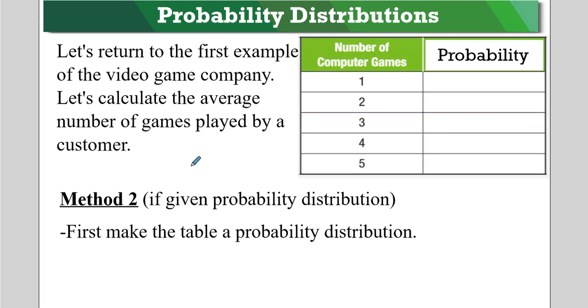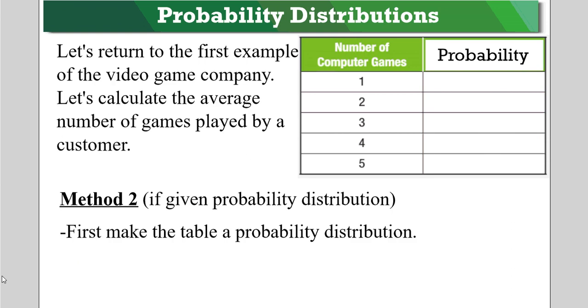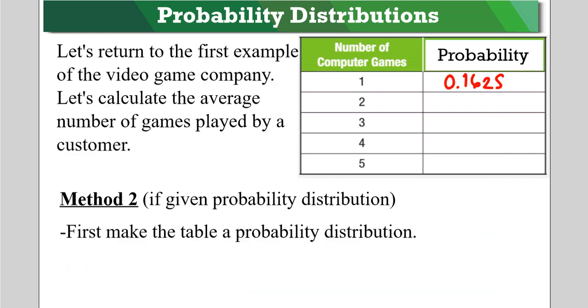So let's go back to get a probability distribution. So 130 divided by 800. So this one right here would be 130 divided by 800. That's going to be 0.1625. How many played 2 games? 110. So 110 out of 800 is 0.1375.